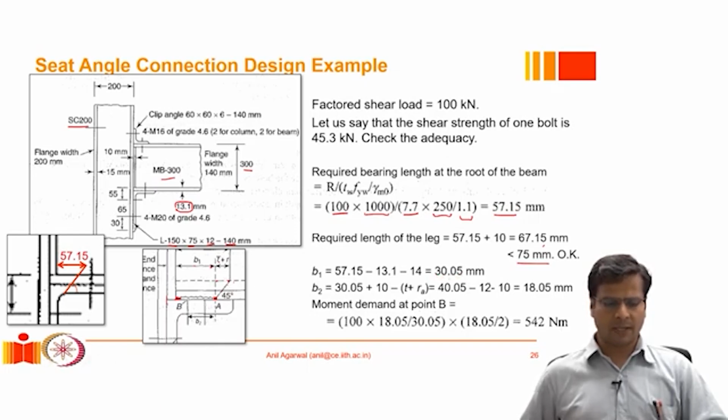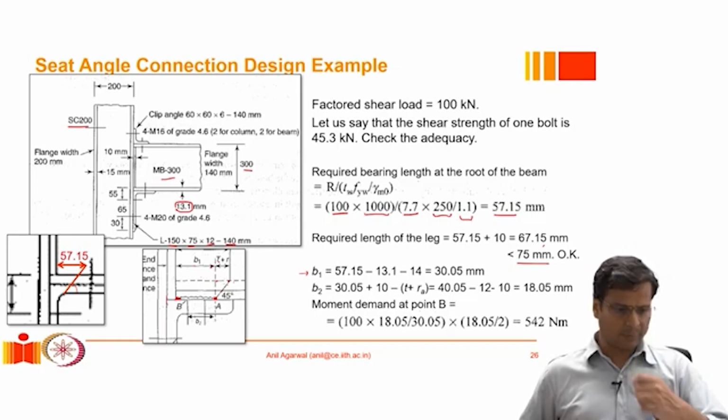And now we know that we need a B1 of at least 30.105 millimeter. If we make sure that B1 is this much, we will ensure that there is no web crippling happening in the web.